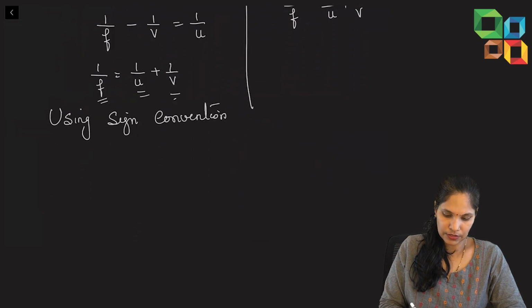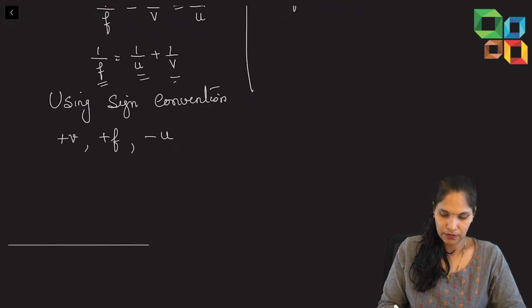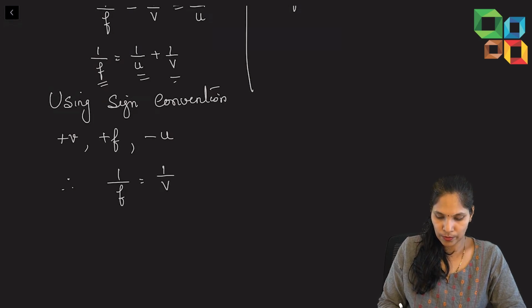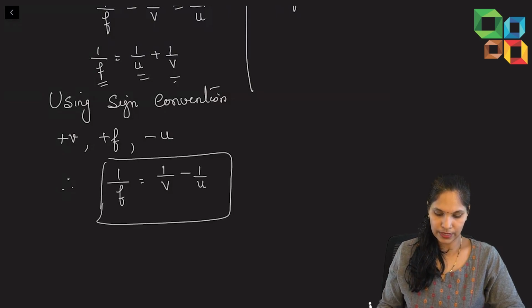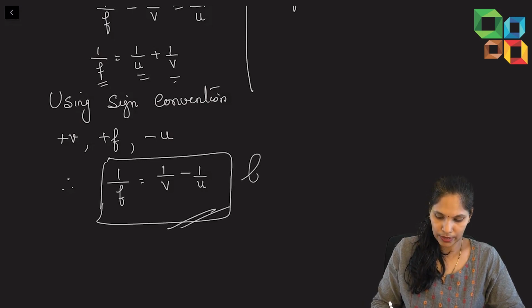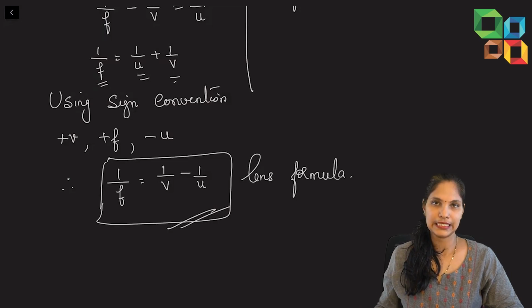So from the sign convention, we have V positive, F positive, but U is negative. We'll put it there in the equation. Therefore, 1 by F is equal to 1 by V, and this is minus now, so minus 1 by U. So this is the final expression. This is called the lens formula. Very useful formula when it comes to lens.